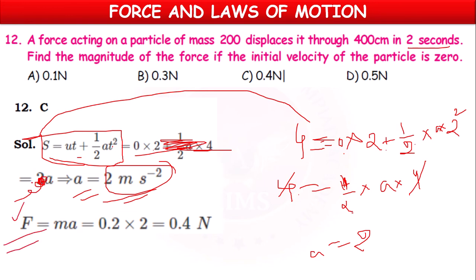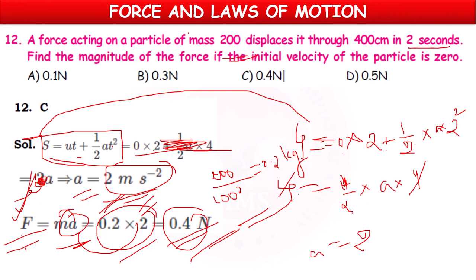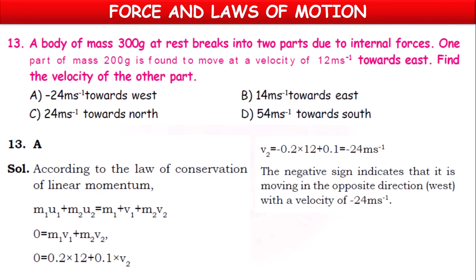Now what is the formula for force? Force formula F equal to ma. Where mass is 200 grams. 200 grams, if we divide by 1000, will become 0.2 kg. So ma means 0.2 into acceleration value 2. 0.2 into 2 is nothing but 0.4 newtons. So the force acting on the particle is 0.4 newtons.